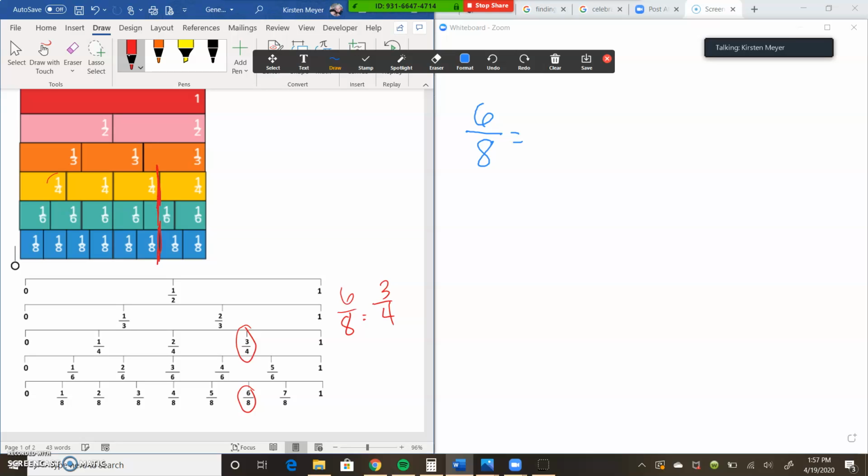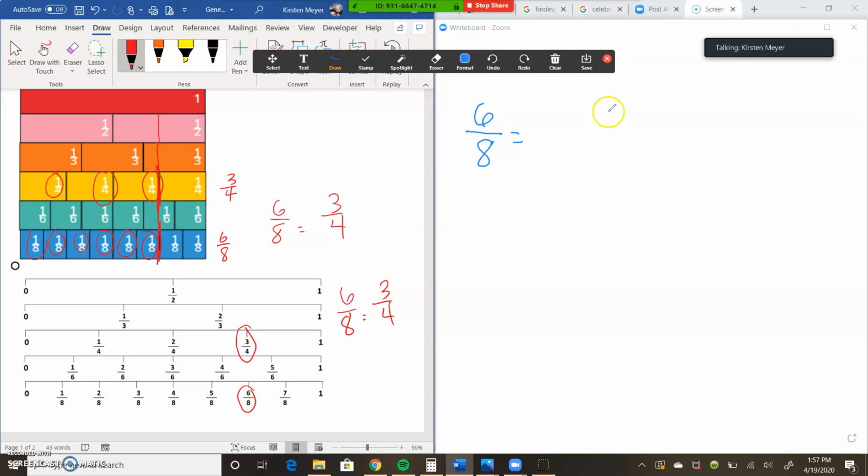Oh, that's right. 1/4, 2/4, 3/4 is the same as my 6/8. There they were, remember? If I continue going up, it's not equal on the thirds, and it's not equal on the halves. So up here, we also proved that 6/8 is equivalent to 3/4.